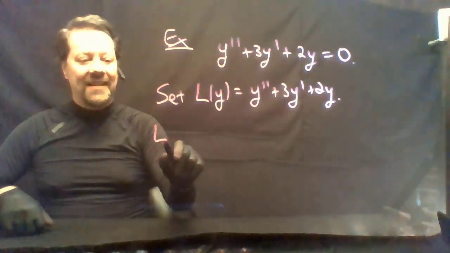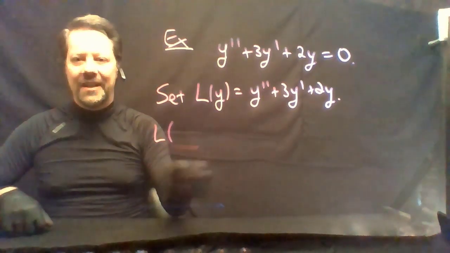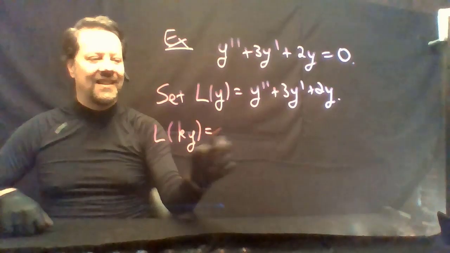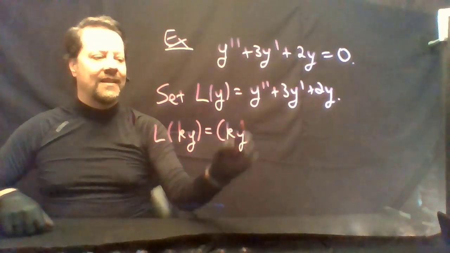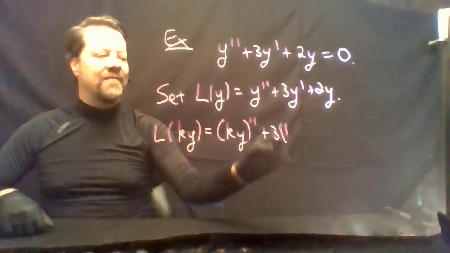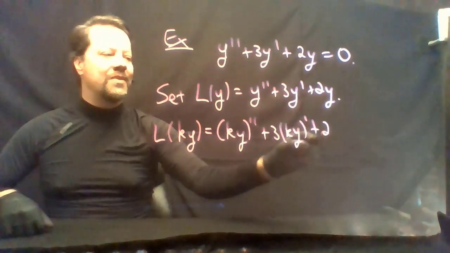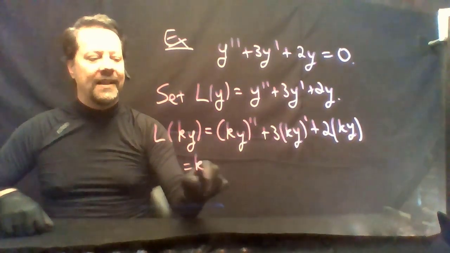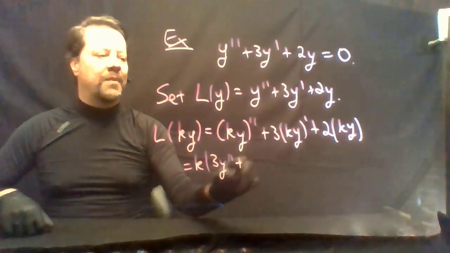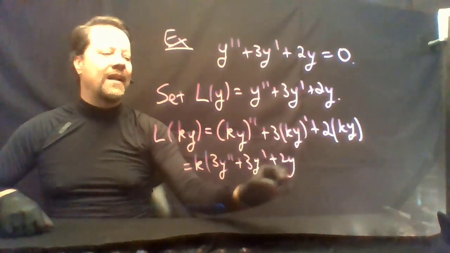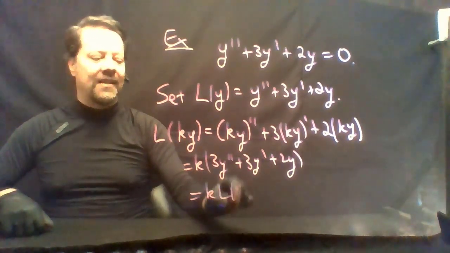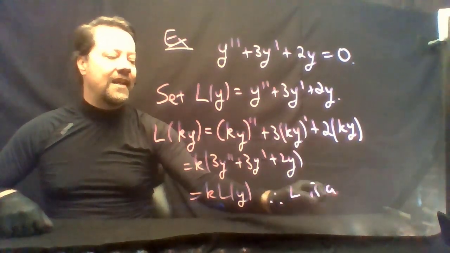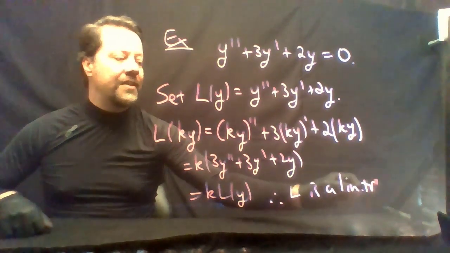If we had used that theorem and one equivalent property to the two, we'd be done already. Here we get k y double prime plus 3 k y prime plus 2 k y. Constants pull out of derivatives, so we get k times (y double prime plus 3y prime plus 2y), and that is k times L of y. It follows then that L is a linear transformation.